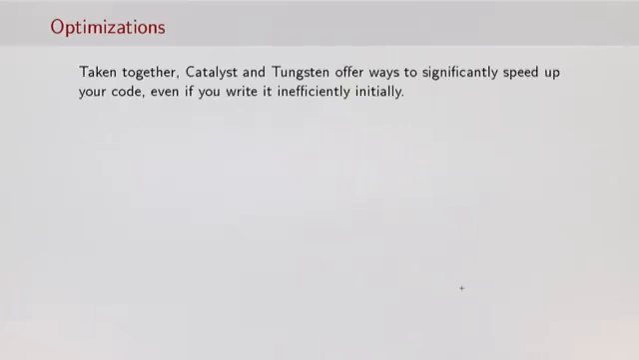So taking together these two systems, Catalyst, the query optimizer on one hand, and Tungsten, the super performant data encoder on the other, these two systems offer ways to significantly speed up your jobs, even if you initially write your jobs very efficiently. It knows how to rearrange these computations, it can store these computations in an efficient format, and it can reduce the amount of data that it needs to send over the network because it knows what sorts of patterns of computation you want to do. So Catalyst and Tungsten together are actually what provide these enormous speedups.